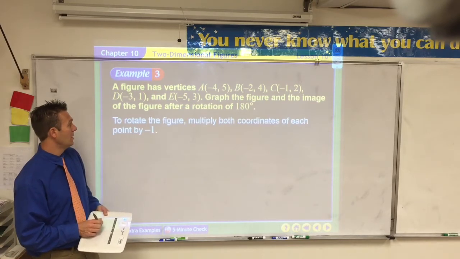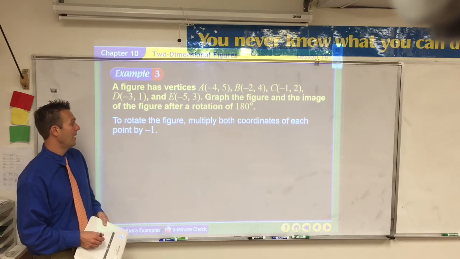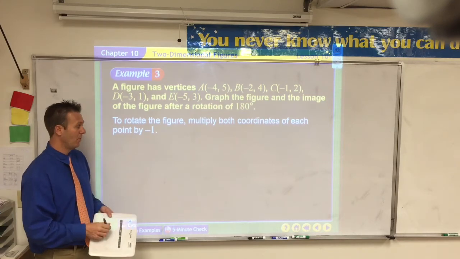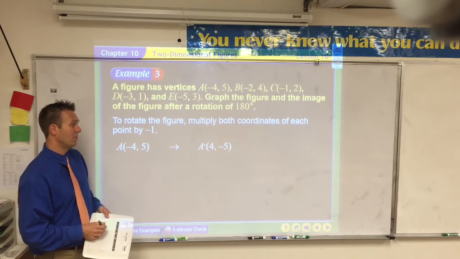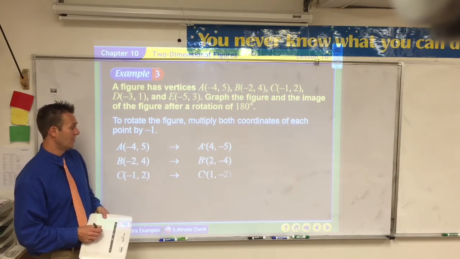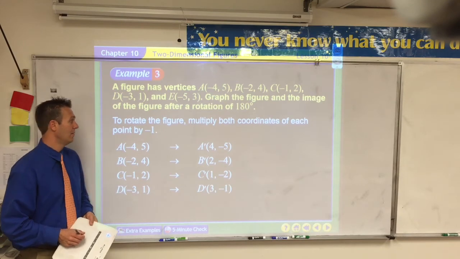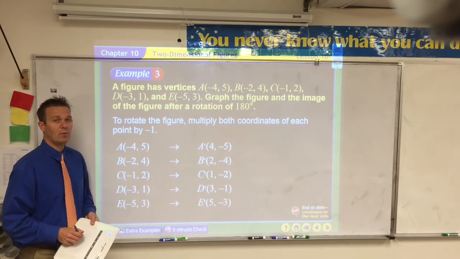So when we do this, we rotate the figure and multiply both of them by -1. So 180, multiply both by -1. So -4 and 5 becomes 4 and -5. So you notice that they're just the opposites because you've multiplied them by -1. You get all 5 points.